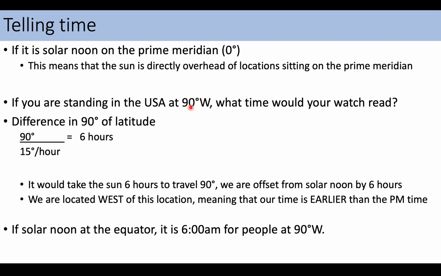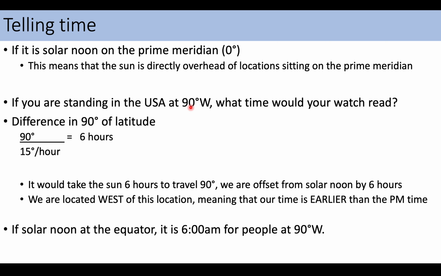And since we are west of this location, our clock time, our watches, are going to read earlier than the prime meridian time. One way of remembering that is the east coast of the US, the sun rises earlier than on the west coast. So the sun rises first on the east coast before it does on the west coast. It's one way to remember the direction that the sun moves across the sky. So the west is always going to be earlier than the east.